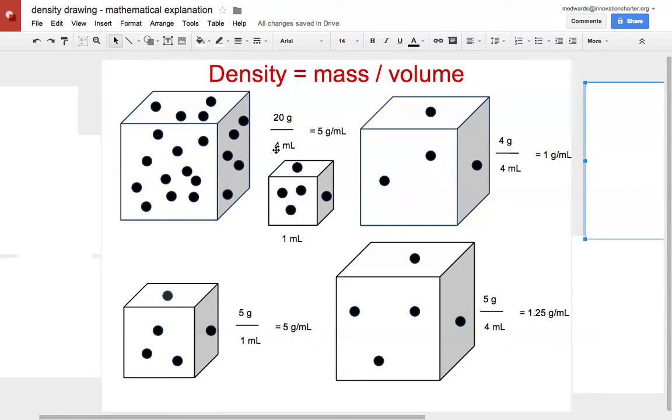So again, all I'm doing is playing around with the 2 variables, changing mass first, keeping volume the same, and then in the second case, keeping mass the same but changing the volume. Either one will affect the density of the object.